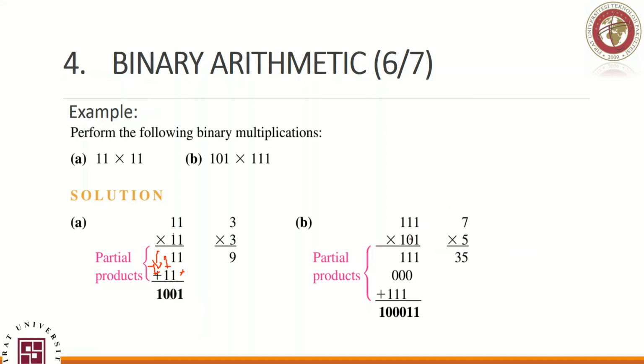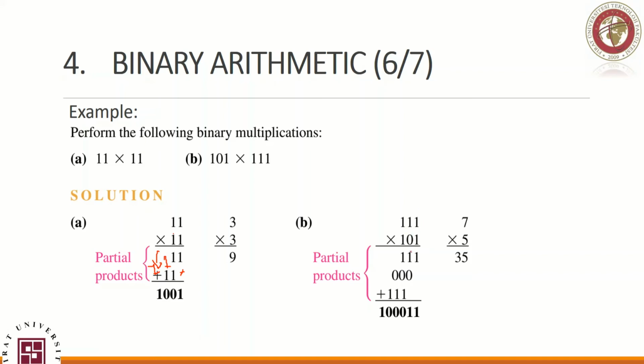We have 3 partial products. Why 3? Because the multiplier has 3 digits, so 3 levels. 1 times 1 is 1, 1 times 1 is 1, 1 times 1 is 1, so 1, 1, 1. It will be the same. 0 times 1, 0 times 1, 0 times 1 is 0, so list it down starting from its own weight. So 0, 0, 0. 1 again.